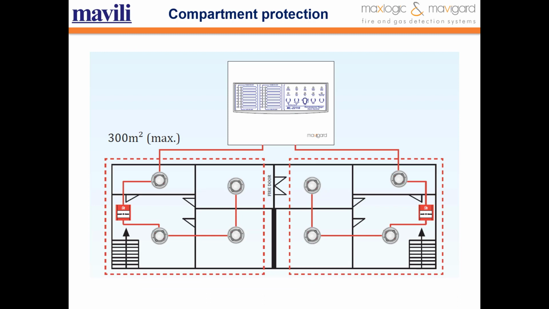Compartment protection. The partition protection system is an automatic fire detection system that covers only certain parts of the building. The boundaries of a compartment protection system should be the boundaries of the fire compartment. The protection within these limits should be the same as that of the total protection system.